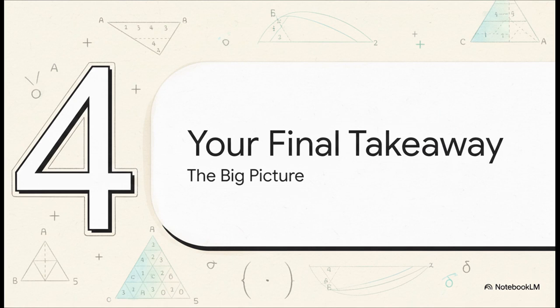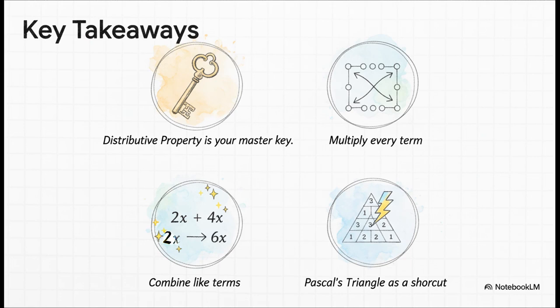All right, we've gone from the core method all the way to a pretty amazing power-up. Let's just zoom out for a second and lock in the most important things to take away from all this. So, if you only remember a few things, make it these. First, everything, and I mean everything, boils down to the distributive property. That is your master key. Second, your mission is to multiply every term by every other term. Make sure nobody gets left out. Third, and don't ever forget this, always simplify at the end by combining your like terms. And finally, if you see a binomial raised to a power, you've got a secret weapon, Pascal's triangle.